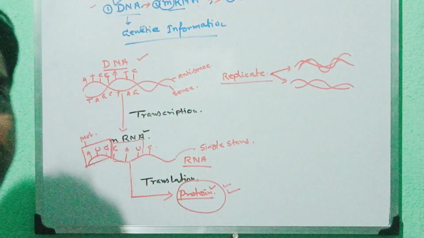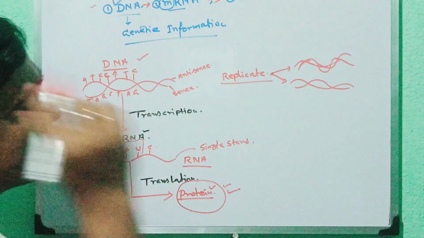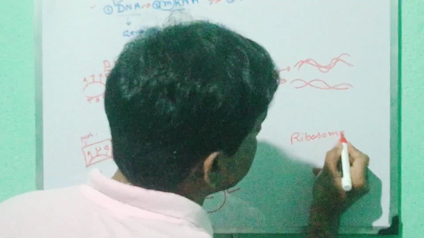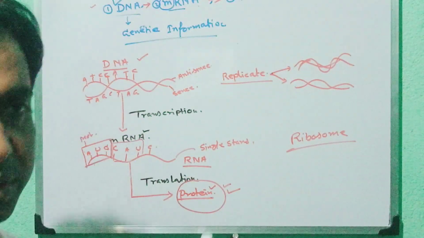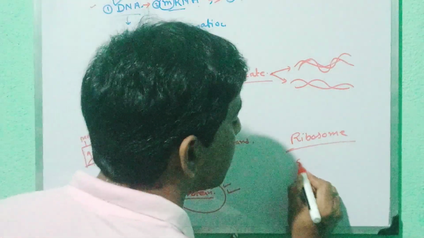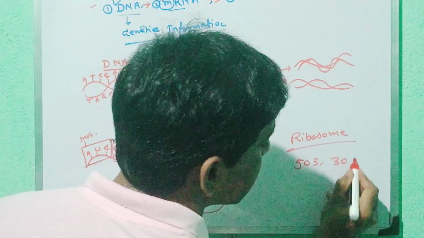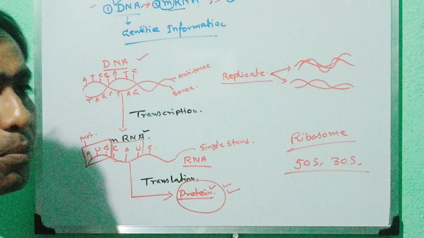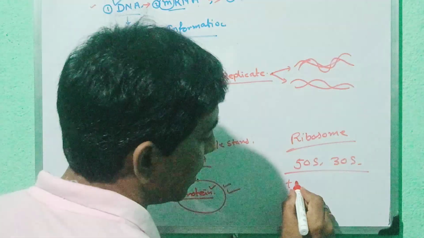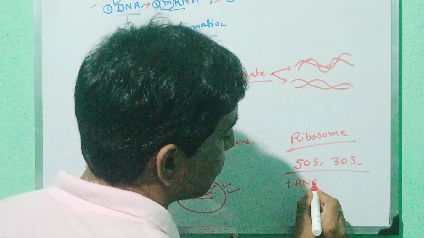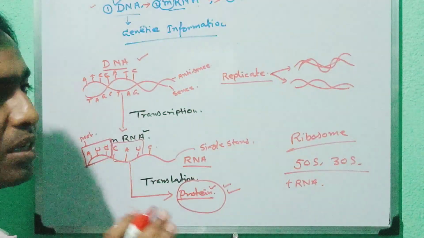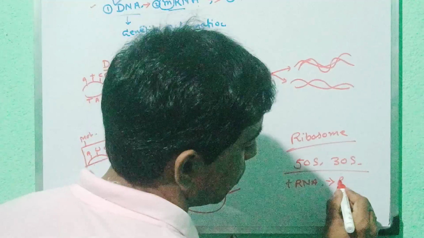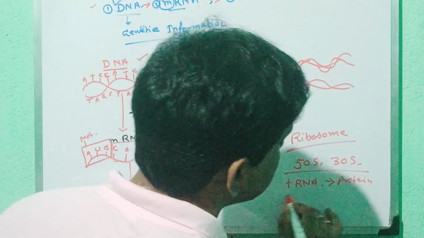So protein synthesis takes place in the ribosome. In the ribosome, there are two subunits, the 50S and the 30S subunit. After that, with the help of the tRNA, mRNA and rRNA, they produce the protein. Okay, this is all about this.